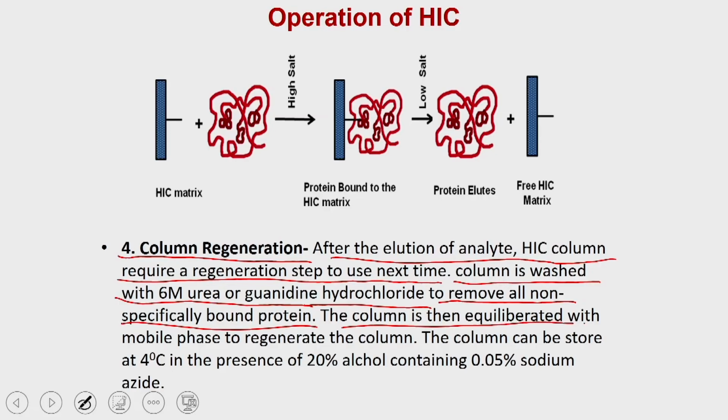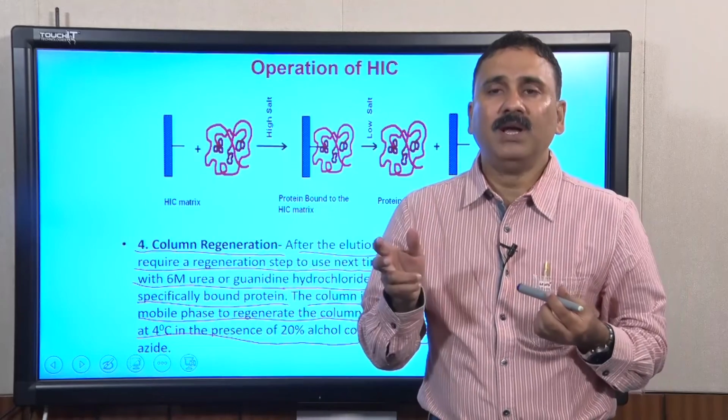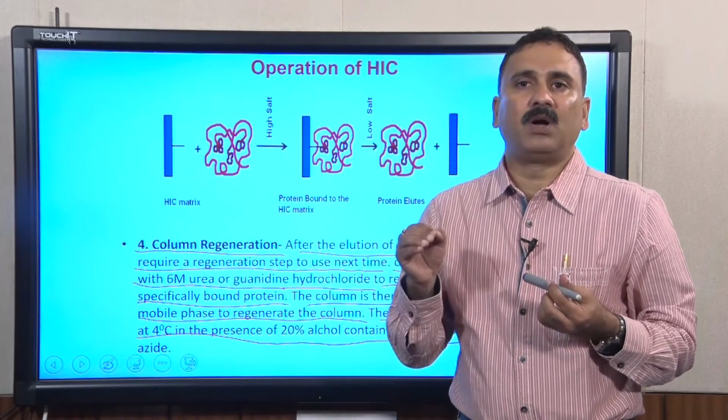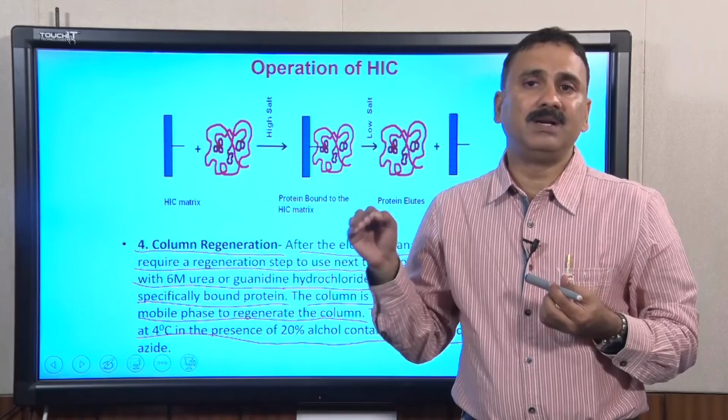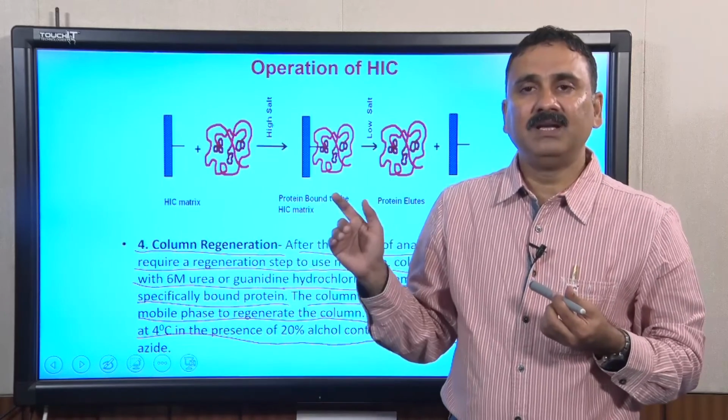So, that will remove all non-specifically bound protein. The column is then equilibrated with a mobile phase to regenerate it. The column can be stored at 4 degrees in the presence of 20% alcohol containing sodium azide. So, while you are not using any of the columns, whether it is an ion exchange column, HIC column, gel filtration column or any other column, you should ensure that you store the column in 20% alcohol containing 0.2% azide.